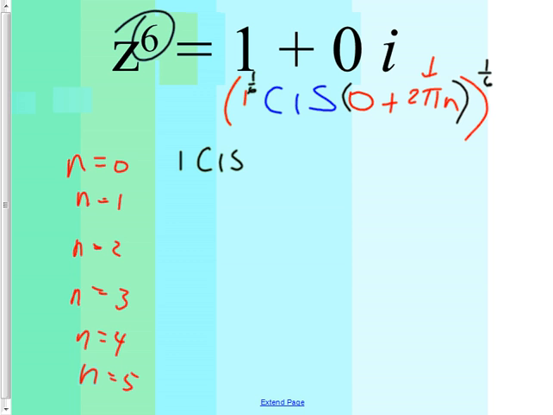Cis, and then this is important. It's 1/6 of 0 plus 2 pi n. That's your general form for all your answers. In this case, I replace the n with a 0.